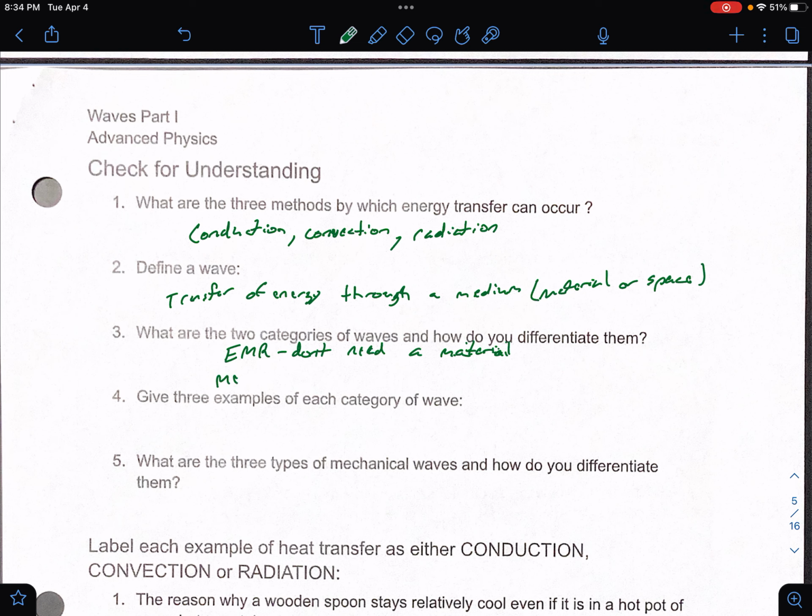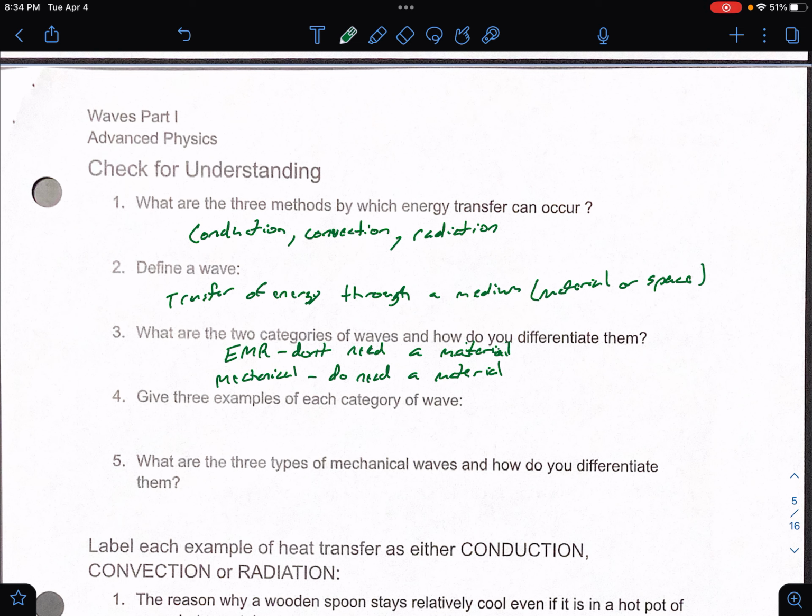Okay, versus mechanical. Okay, those do need a material. Okay, they need something to actually transfer that energy to. So they need some type of particle, okay, whether it be air, water, rope, spring, any of that stuff.